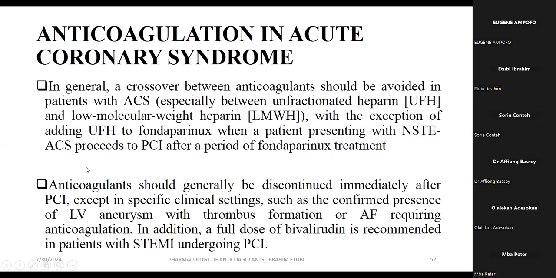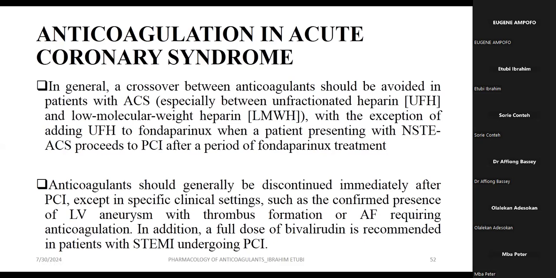So for those who have acute coronary syndrome, in general, a crossover between anticoagulants should be avoided, especially between unfractionated and low molecular weight heparin, with the exception of unfractionated heparin to fondaparinux when a patient is presenting with non-ST elevation acute coronary syndrome.